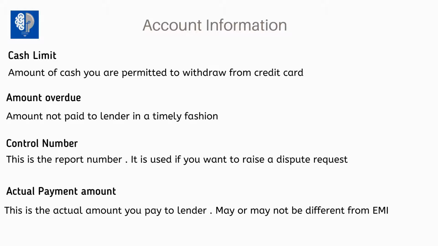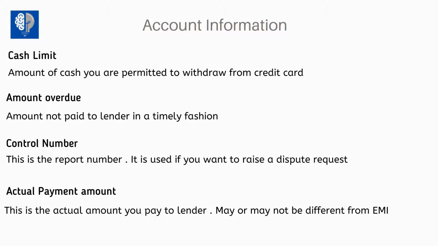Next is control number. This is the report number which you will find at the left hand side at the top of the report. Suppose you want to raise a dispute or have a query with CIBIL, this is the report number. It is like a PAN number for you, which is unique for every consumer.